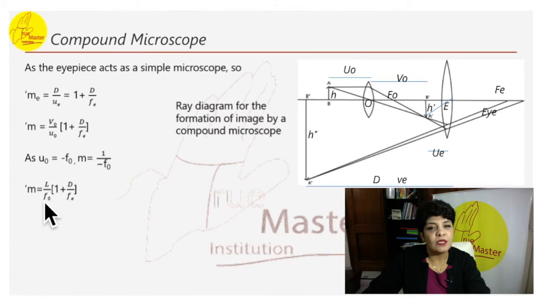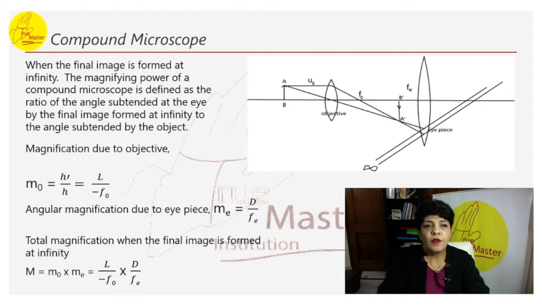So we get M is equal to L by F naught into 1 plus D by Fe. So this formula, as it has been written down, becomes the magnification formula for a compound microscope. When the final image is formed at infinity, the magnifying power of a compound microscope is defined as the ratio of the angle subtended at the eye by the final image formed at infinity to the angle subtended by the object. So M is equal to beta by alpha.